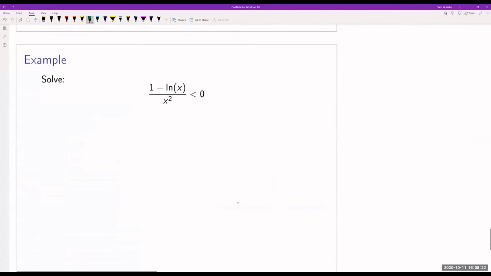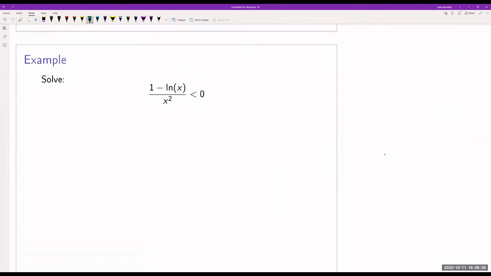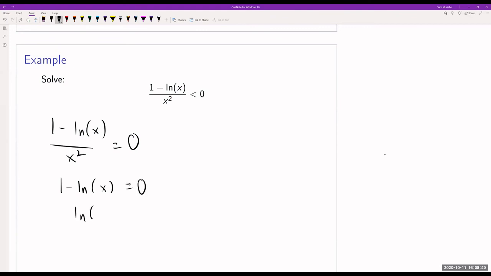Let's do an inequality now involving logs. Same idea as before. We'll first solve the associated equation, and then we'll make a number line. So first, (1 minus ln of x) over x squared is equal to 0, which means 1 minus ln of x is equal to 0. ln of x is equal to 1.